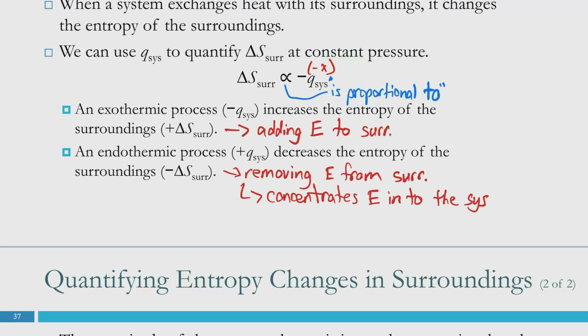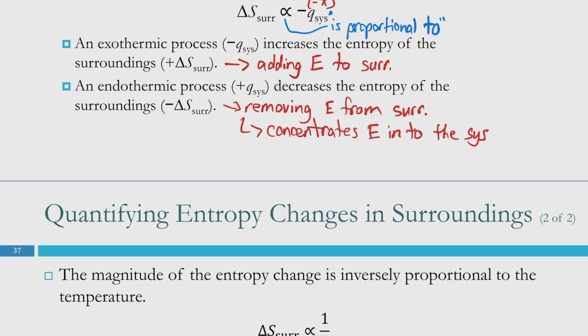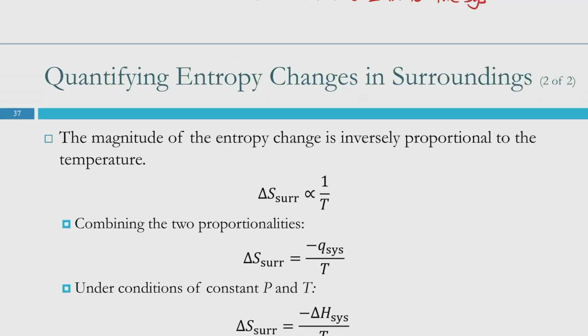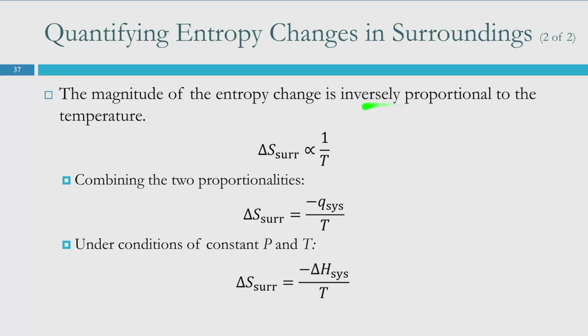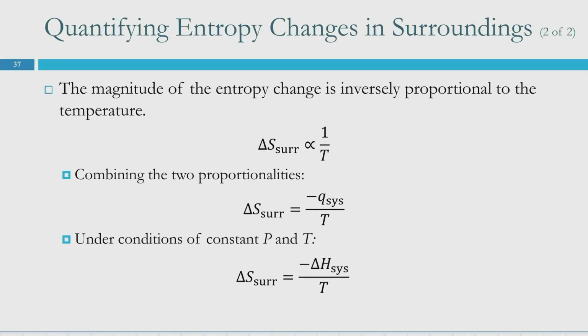And again, this is at constant pressure. I don't expect that we'll see non-constant pressure. The magnitude of the entropy change is also inversely proportional to the temperature. So higher temperature means smaller change in entropy of the surroundings. That's what we were talking about like 3 slides ago. And at a lower temperature, the amount of heat that is emitted from the system is going to cause more energy dispersal, so that change in entropy of the surroundings will be higher.